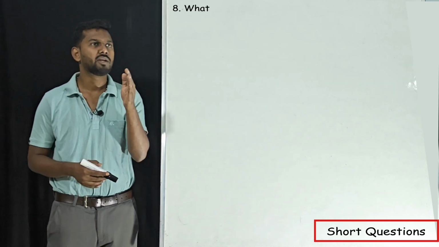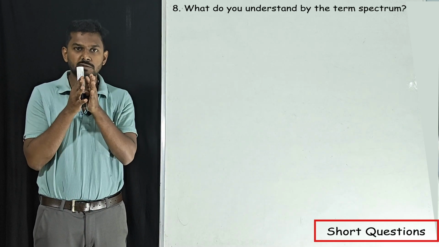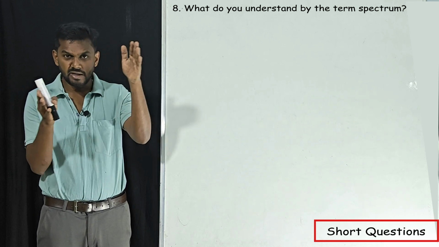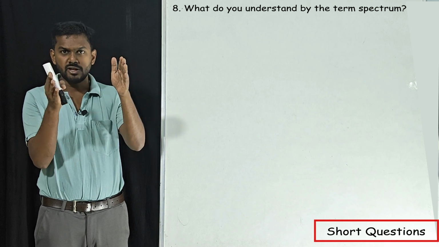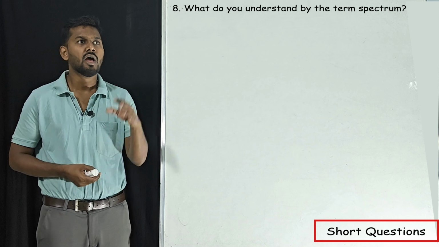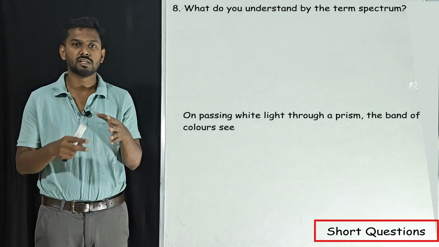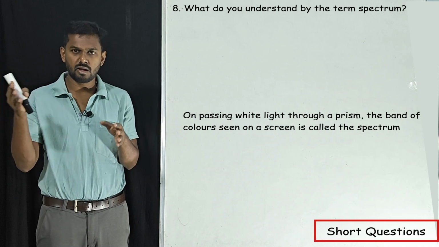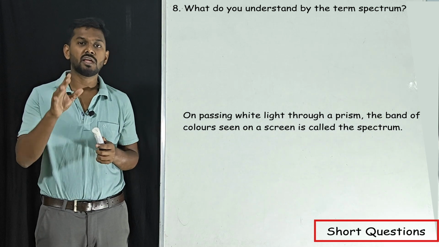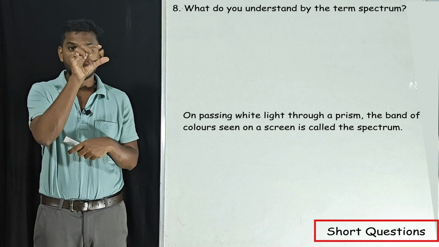Our next question: what do you understand by the term spectrum? See, dispersion is splitting. After splitting, we see different colors. This band of colors, band means different colors, the complete band, we call it a spectrum. So how can we define it? On passing a white light through a prism, the band of colors seen on a screen is called a spectrum.